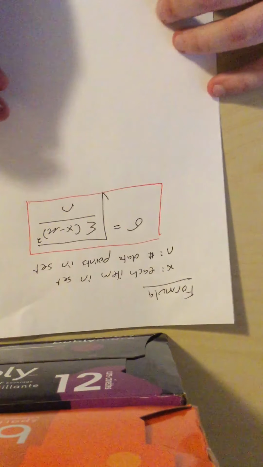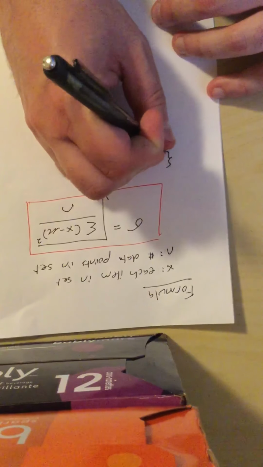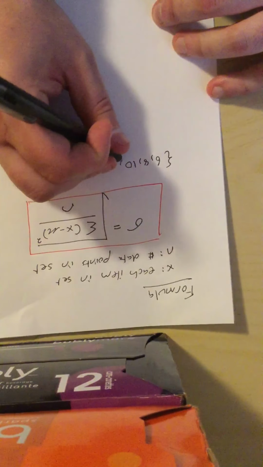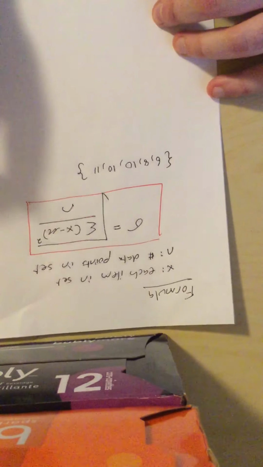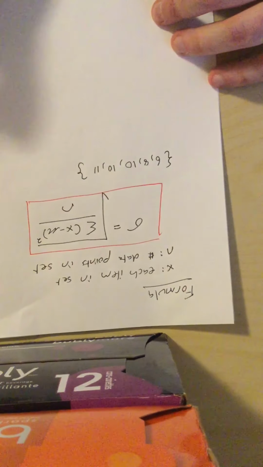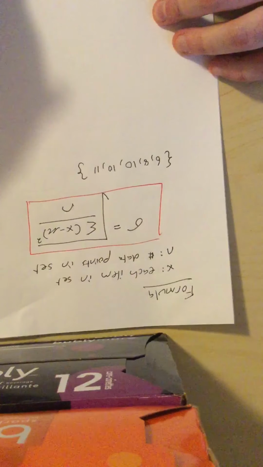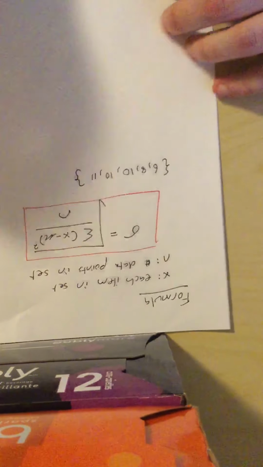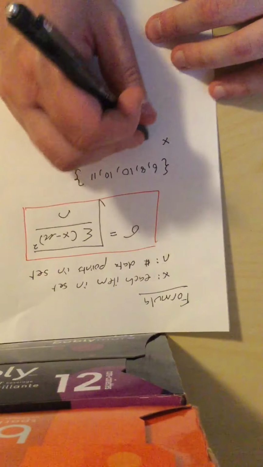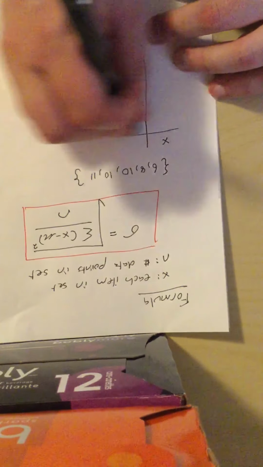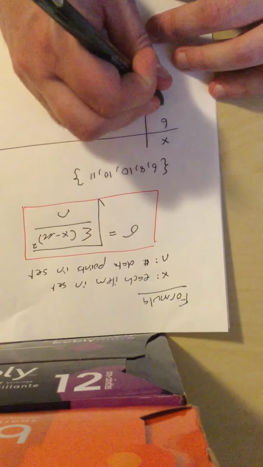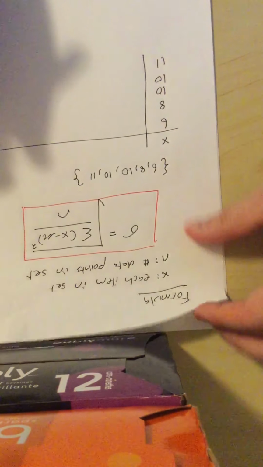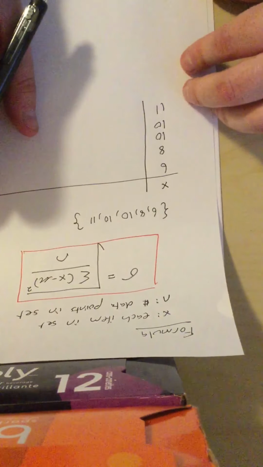So for example, let's say we had our set from before. Our set from before was 6, 8, 10, 10, and 11. What we're going to do is use this formula over here. The first thing, we're going to make it as a table. The table's going to have x and some other columns. So x is where we list all the values: 6, 8, 10, 10, 11.